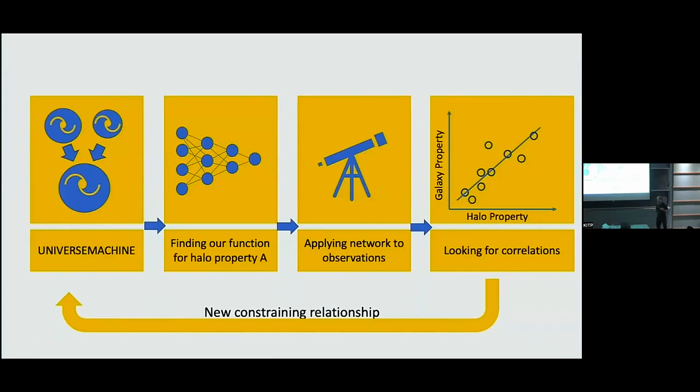Our general strategy looks something like this. We start with our galaxy stellar masses from UniverseMachine. Then we train a neural network with our environment as our input and some halo property A as our output, like we've done for halo mass. Then we do what we need to do, and I'm open to lots of suggestions for this, in terms of making this network robust so we can apply it to observations.